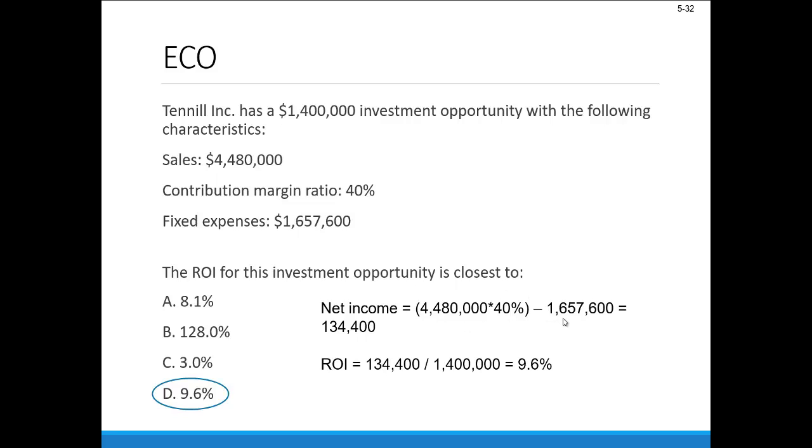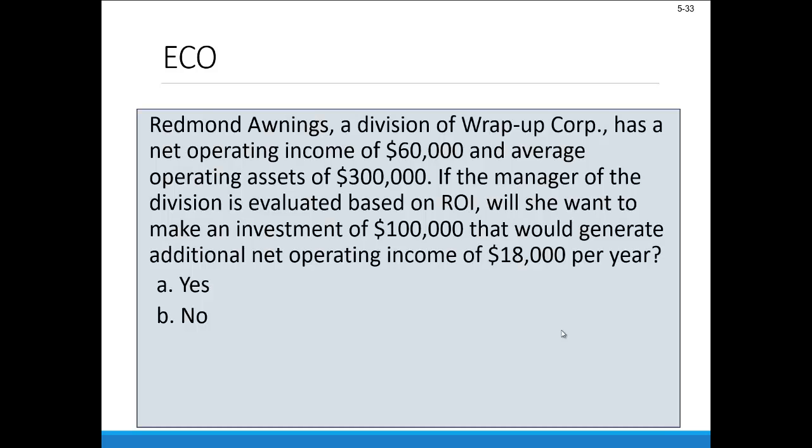Minus our fixed expenses of $1,657,600 would give us net income of $134,400. Divide that net income by that investment amount of $1,400,000, and we get a return on that investment of 9.6%. Okay, one more here.